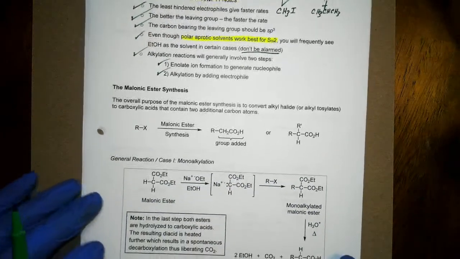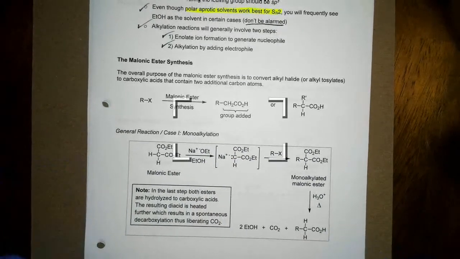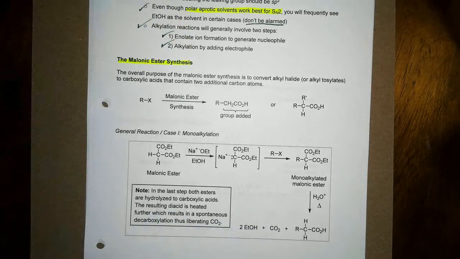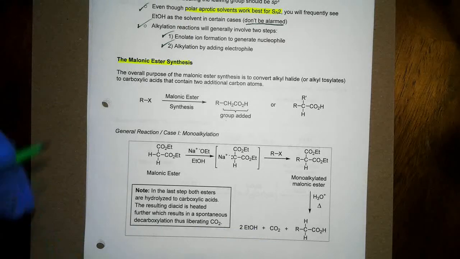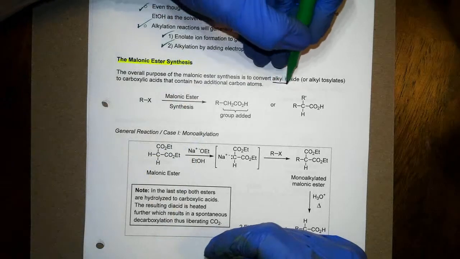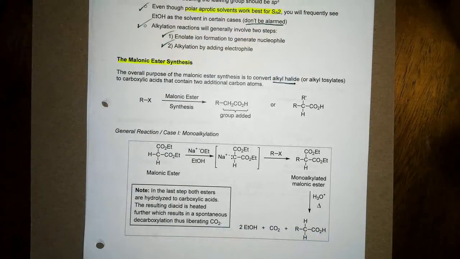So we're going to look at 2 classic examples of these. The first one's called the malonic ester synthesis. And the reason it's called that is because we're going to use malonic ester. So the overall purpose of the malonic ester synthesis is to convert an alkyl halide or tosylate or something with a leaving group to a carboxylic acid that contains 2 additional carbon atoms.